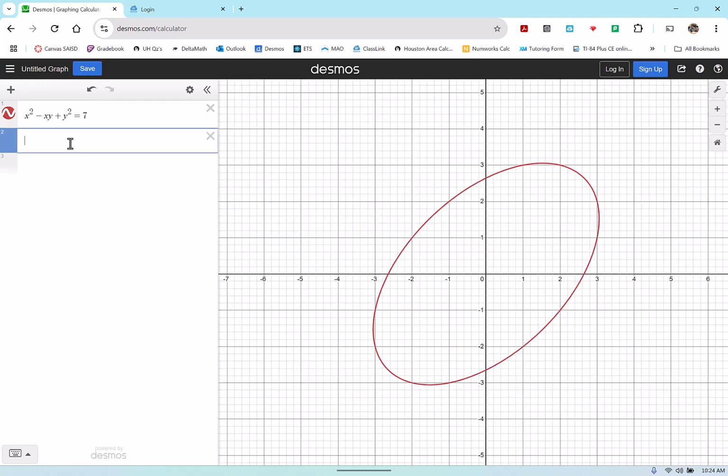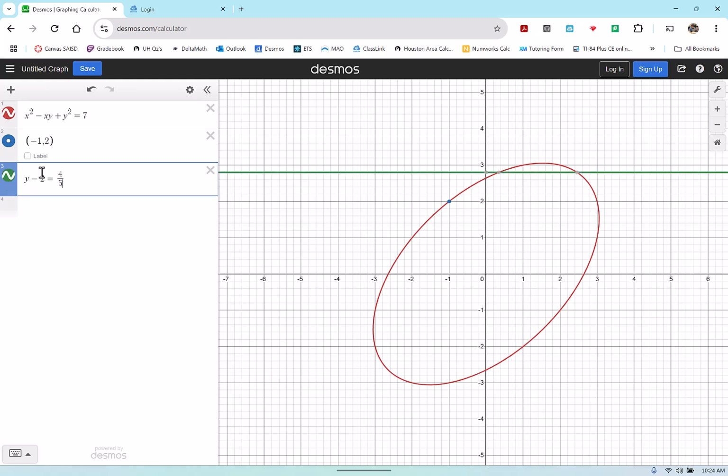I want to see the point. What was the point of tangency and normal? Was it -1, 2? All right, there it is. There's my point. Let's see how cool this tangent and this normal look. So let's see. My tangent line was y minus 2 equals, what was my slope? 4/5 x plus 1. Yep, that's definitely a tangent.